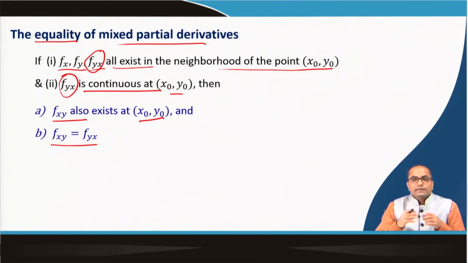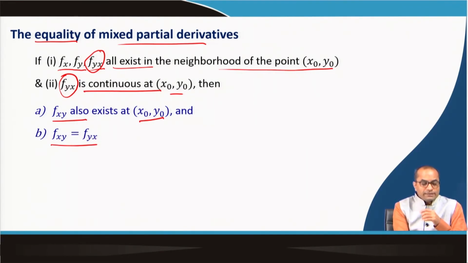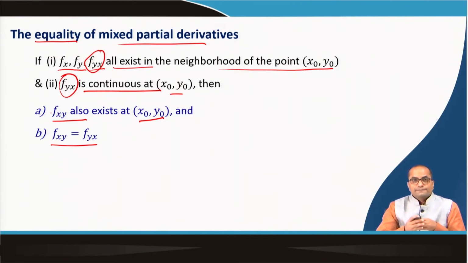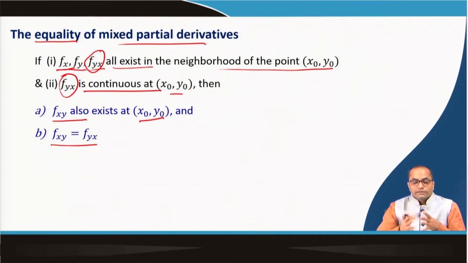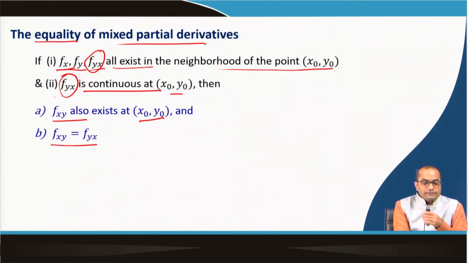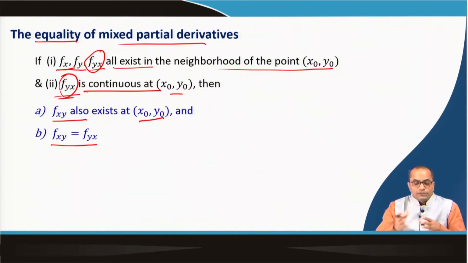That means that if one of them, we can replace here xy, and then we will say that f_yx exists, and then we have this condition also on f_x, f_y, and f_yx, that they exist in the neighborhood of that point, because we are talking about continuity. So, the existence in the neighborhood is also important. And then if this f_yx is continuous at that point, then the other one will also exist and the value will also be equal. This is what the result is.